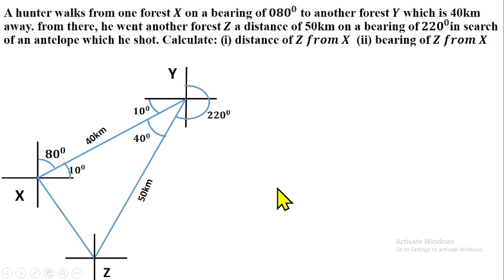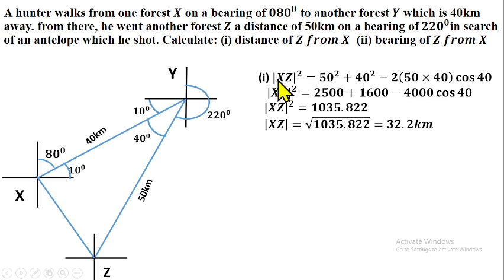Good. So if that is the case, you can now find this side using cosine rule as well. So if you use your cosine rule, we have XZ square equals 50 square plus 40 square minus 2 into 50 times 40 cos 40 degrees. 2,500 plus 1,600, this time they give us minus 4,000 cos 40. Simplify with calculator, we have 1,035.822. Square root of this will give us 32.2 kilometers as the distance of Z from X.